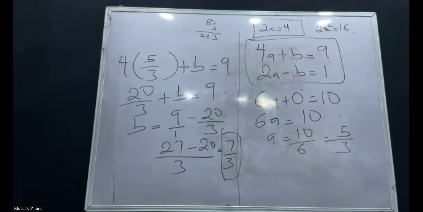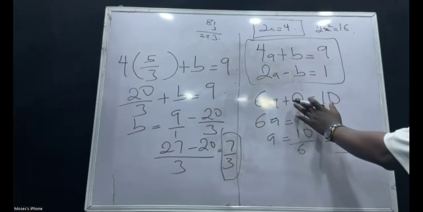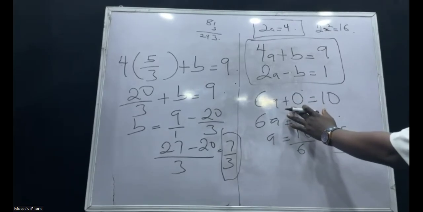Any contradiction? Are you there? So I have a question. Okay, I'm with you. So why didn't you carry 6 to the other side and make it 10 minus 6? You mean here, Abi? Yes, sir.